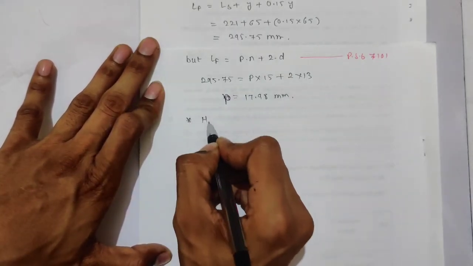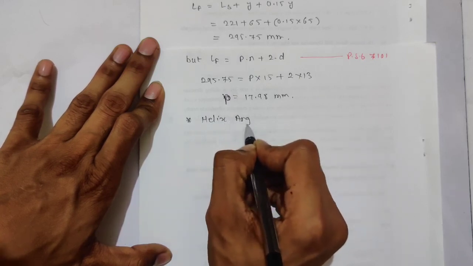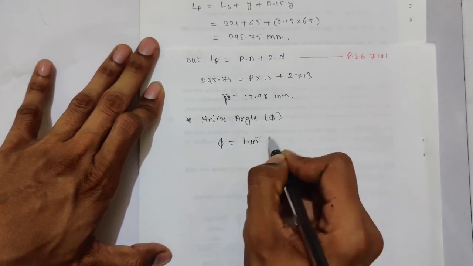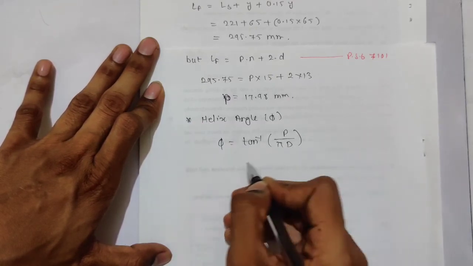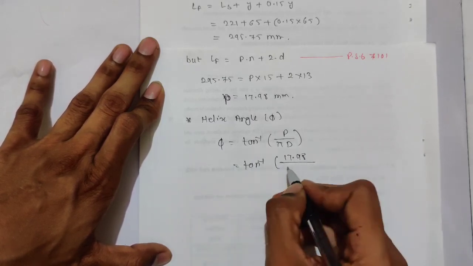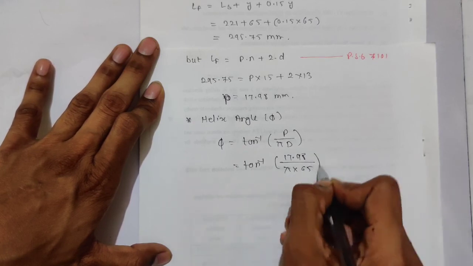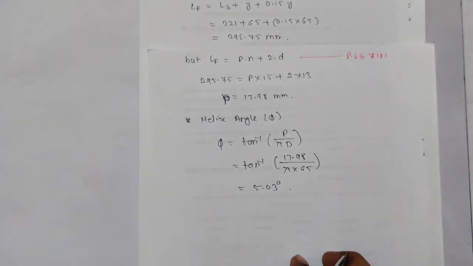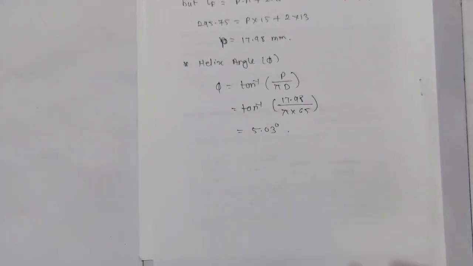Next is to find the helix angle. It is the last term they have asked in the question. So helix angle phi is tan inverse of pitch upon pi D, which is tan inverse of 17.98 upon pi into 65. So it is nothing but 5.03 degree. So we are done with the second problem. I think it was a little lengthy, but it was asked for 15 marks, so it is worthy. I think 1 or 2 terms were new, otherwise it was the same as the previous problem.